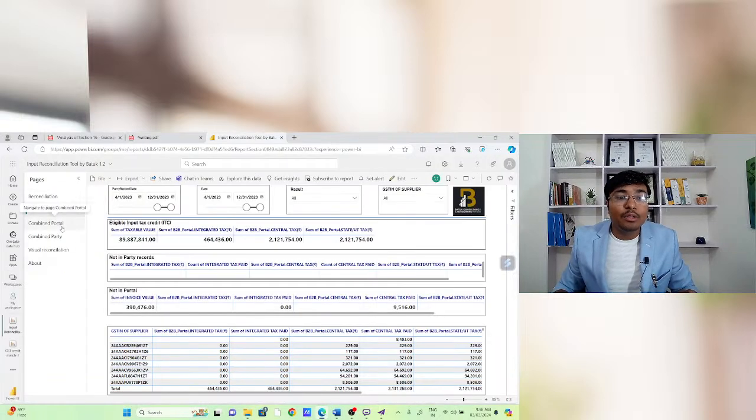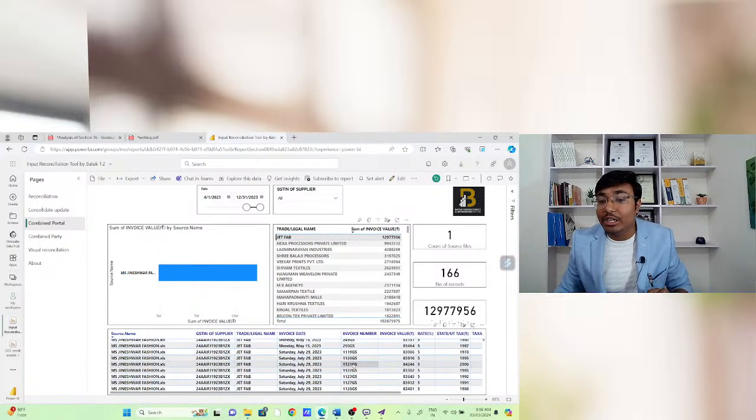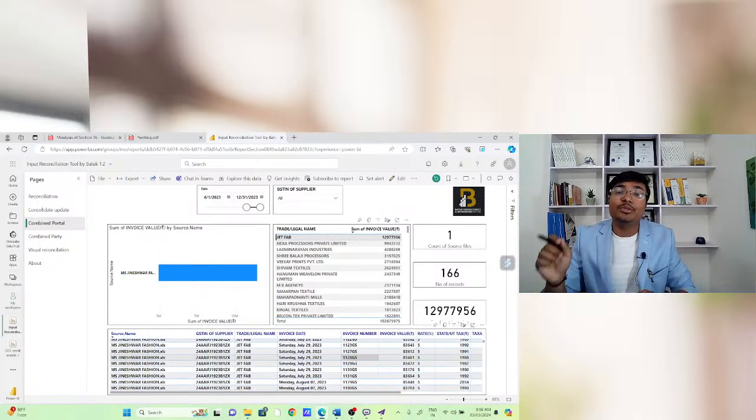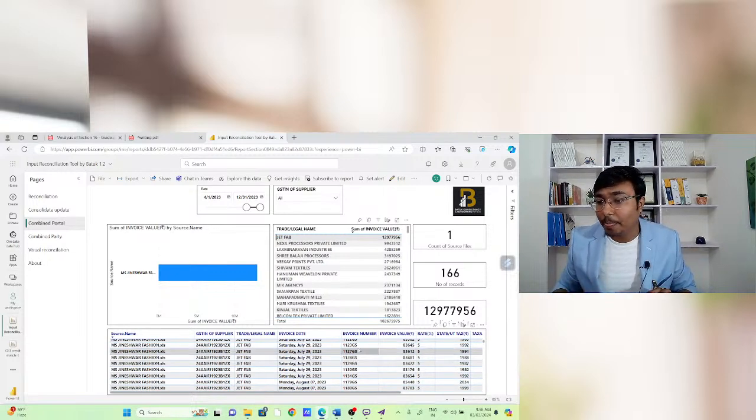You just need to go to the combined portal, check the party, check the invoices, and compare these invoices with the party wise inventory register, so that you can easily identify the things. That is the point which I want to share with you.